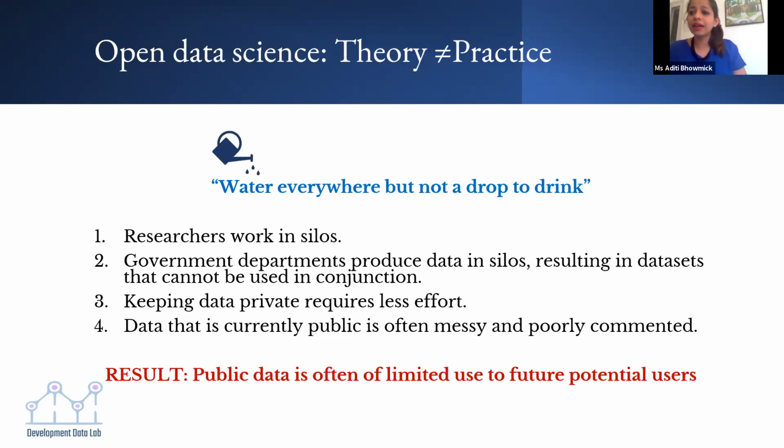Similarly, the Indian government has a massive digital exhaust. Every year, several censuses, large and small, every few years take place. However, government departments often produce data again in silos, and these data sets do not speak to each other. As a result, you can't use them in conjunction.